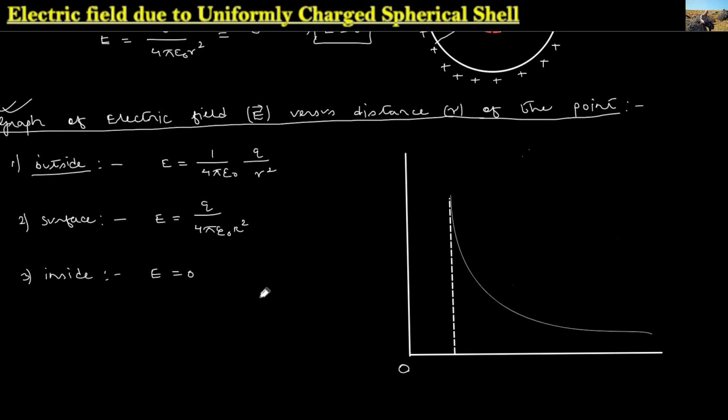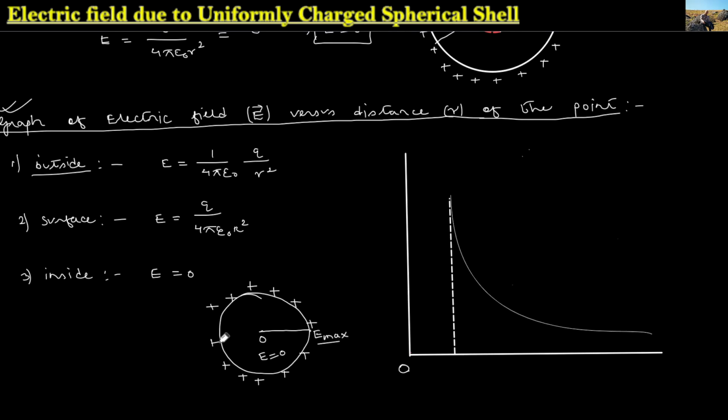So when I draw any sphere, and if this is the center O, that means all the charges are residing on the surface of the spherical shell. All the charges are residing on the surface of the spherical shell, which means that the electric field inside will be 0. As you move from the center and keep progressing till you reach the surface, at the surface of the spherical shell the electric field will be maximum.